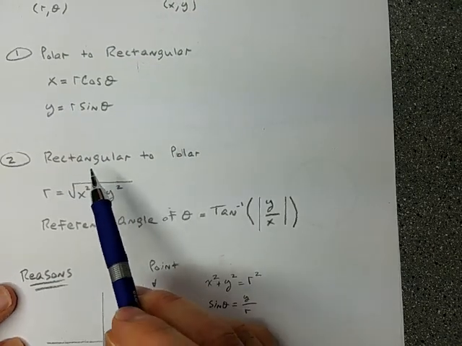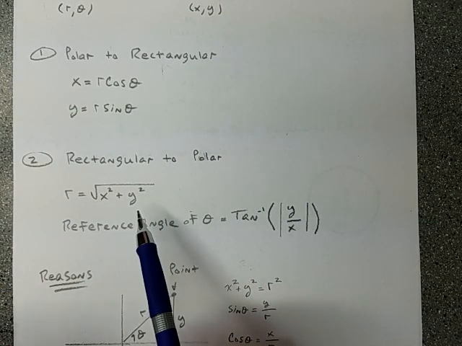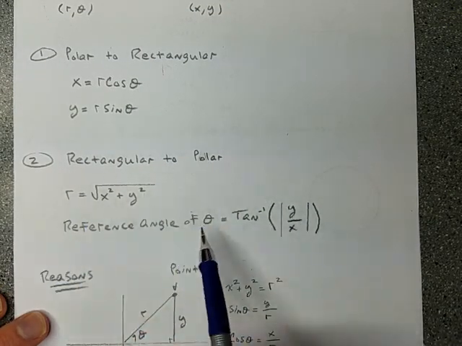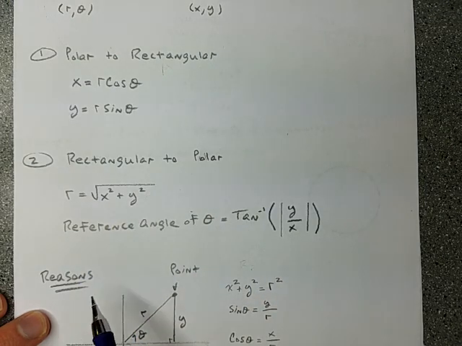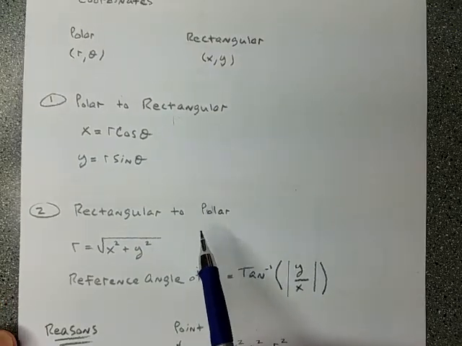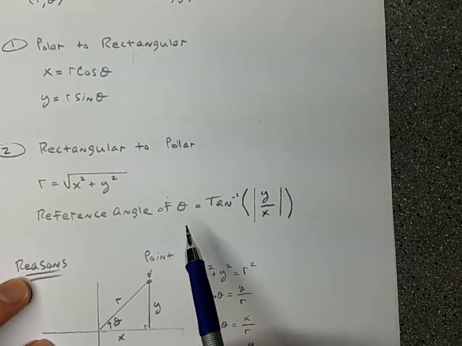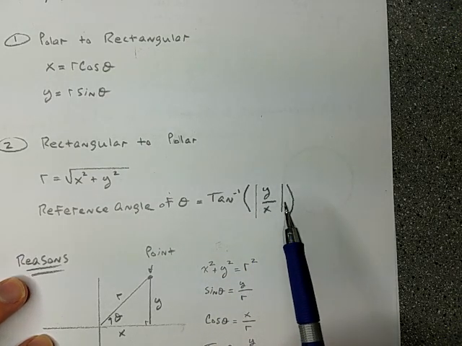If you want to convert rectangular to polar, there's some additional details to it, but here's what we can use roughly. R will be root x squared plus y squared. And we can find the reference angle of the angular coordinate for the polar coordinates with this: tangent inverse of the absolute value of y over x.